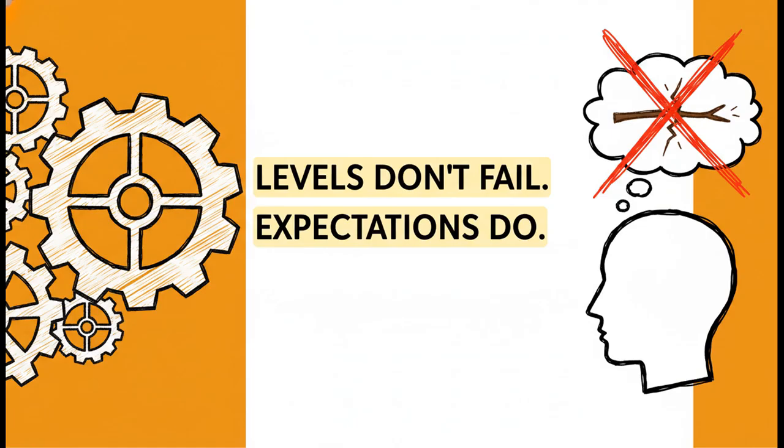If you only take one single thing away from this explainer, let it be this. Levels don't fail. Our expectations of what those levels are supposed to do, that's what fails. The market is just being a market, efficiently seeking out and facilitating orders.